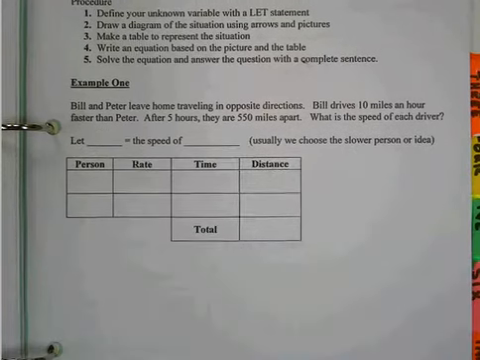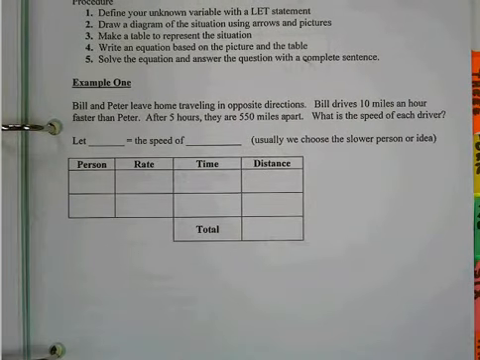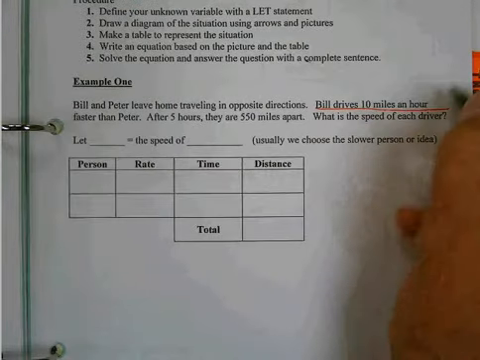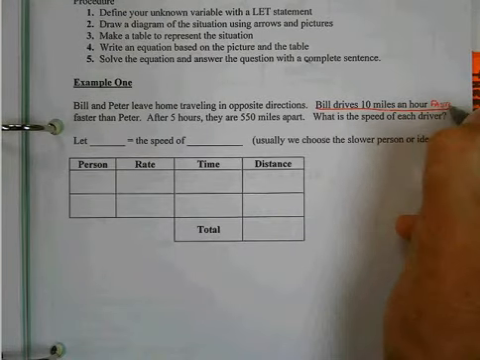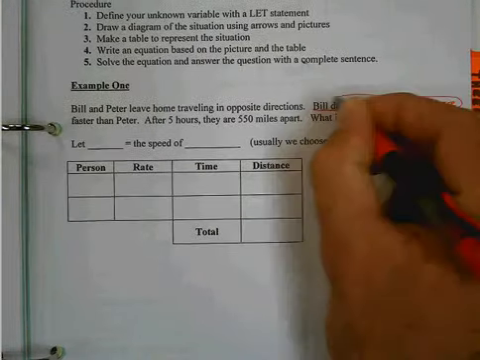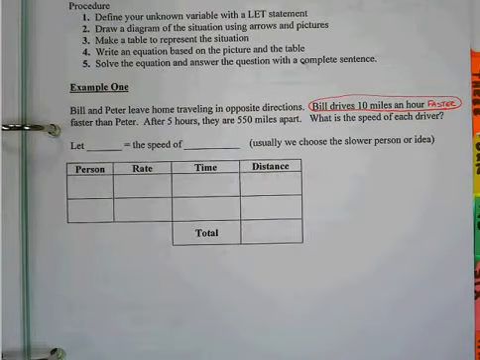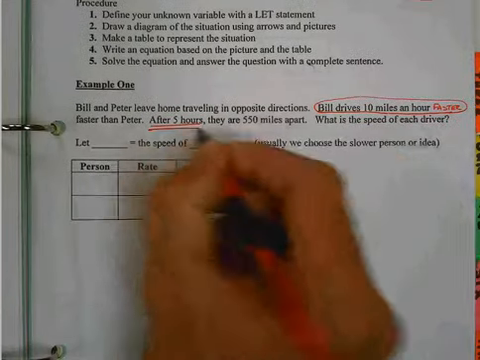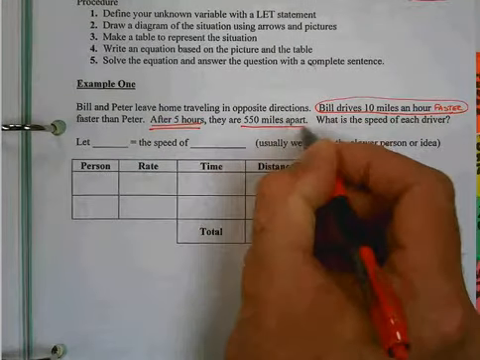What's that, Jelon? Okay, so Bill goes 10 miles an hour faster. And I'm just going to write faster up here so we can just circle it all in one. So there's the first key idea. Second key idea, somebody else. Okay, after 5 hours, a time, and then they're 550 miles apart.